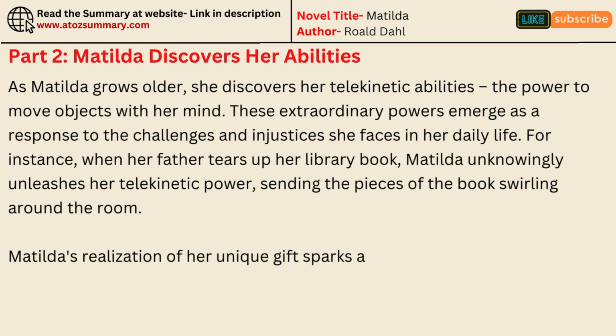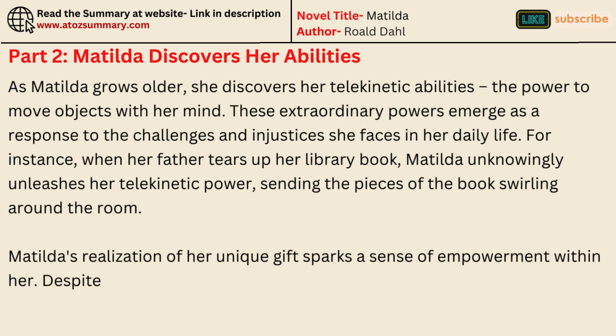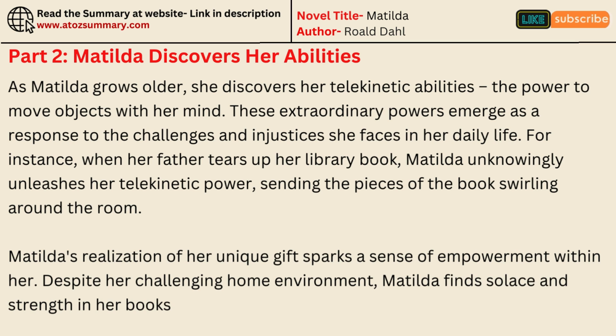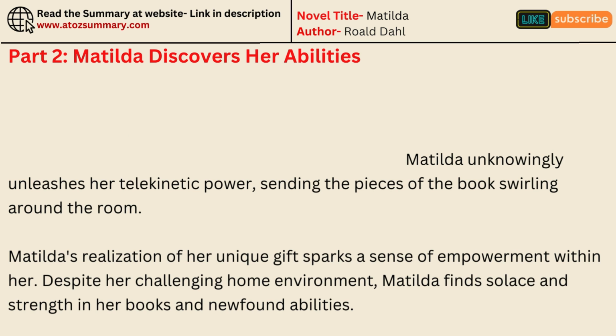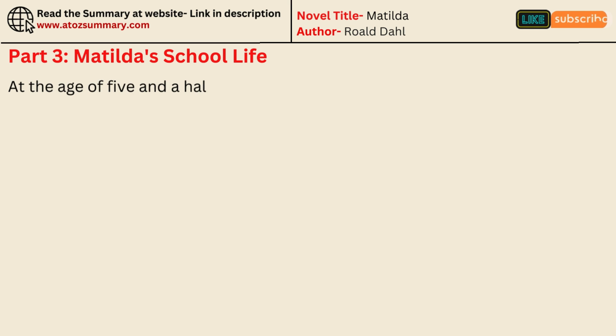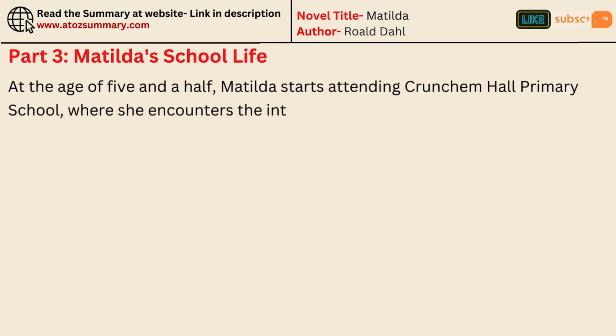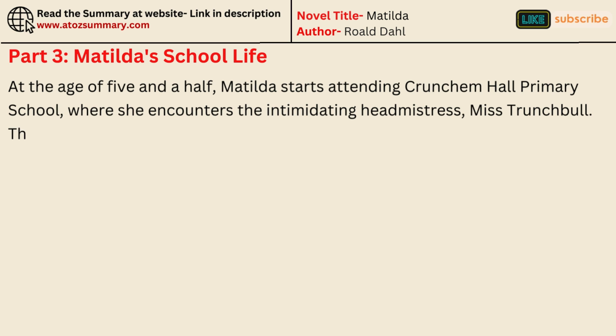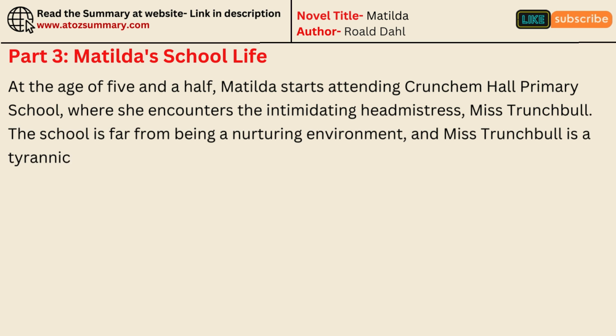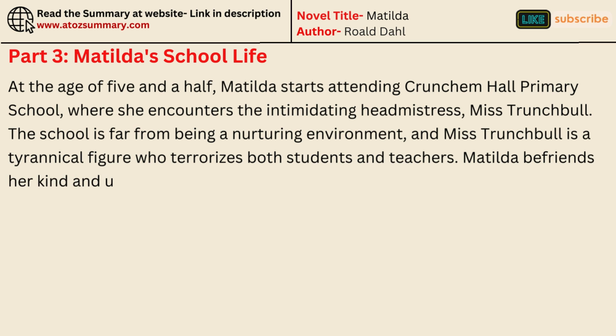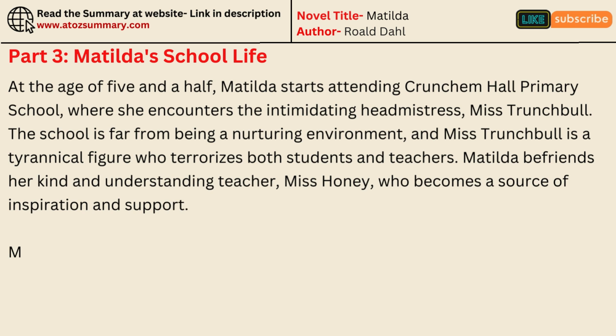Matilda's realization of her unique gift sparks a sense of empowerment within her. Despite her challenging home environment, Matilda finds solace and strength in her books and newfound abilities. At the age of 5.5, Matilda starts attending Cruncham Hall Primary School, where she encounters the intimidating headmistress, Miss Trunchbull. The school is far from being a nurturing environment, and Miss Trunchbull is a tyrannical figure who terrorizes both students and teachers. Matilda befriends her kind and understanding teacher, Miss Honey, who becomes a source of inspiration and support.